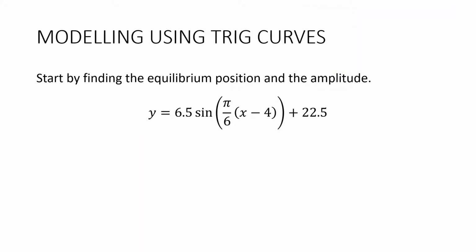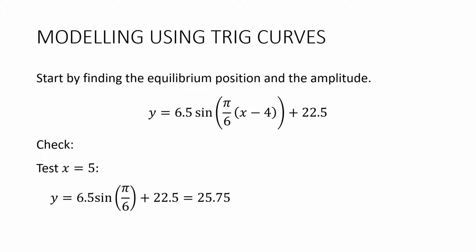So just before we finish, we should test a point, make sure that we're right. So let's check X is 5, which is May. Substituting that in and working it out, I get 25.75 degrees, and May's temperature was 26 degrees. So all good.